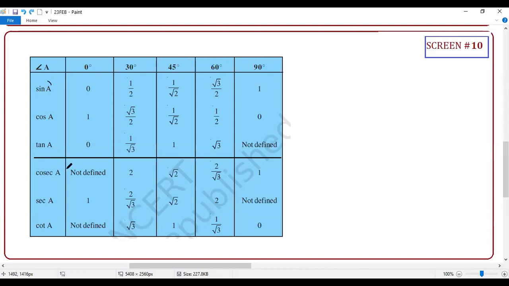And we know 6 ratios. So totally how many values are there? Total how many values? 30 different values. Okay, first, guys, I am going to tell you the secret or shortcut on how to remember.